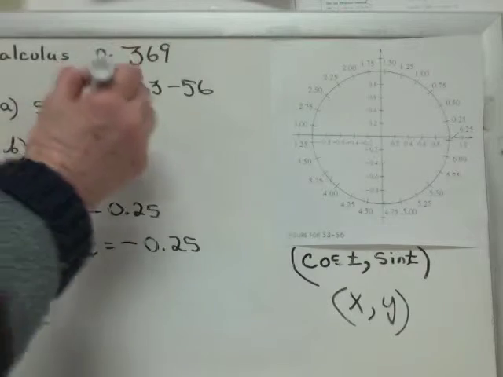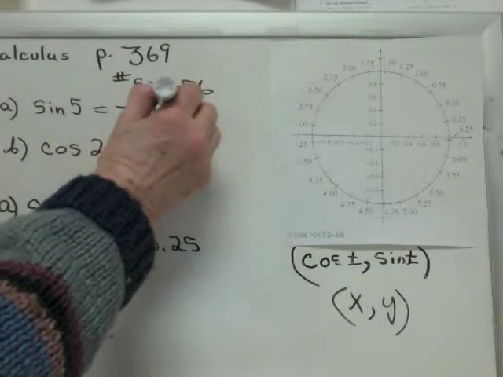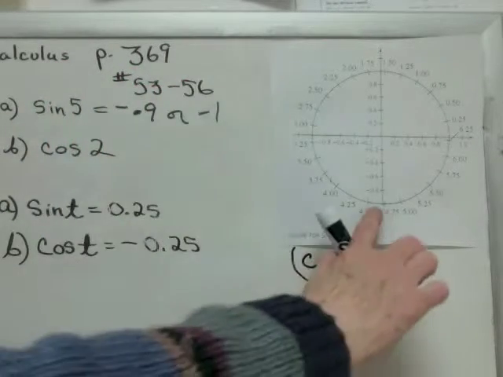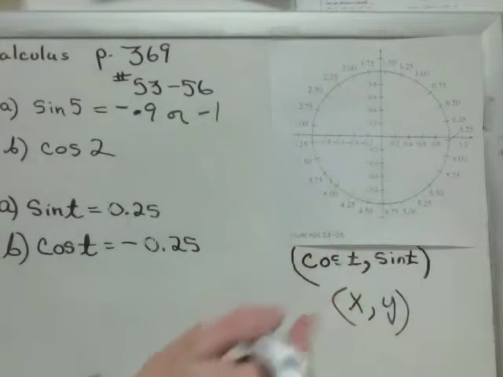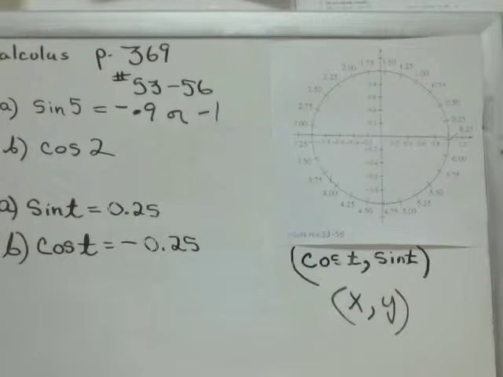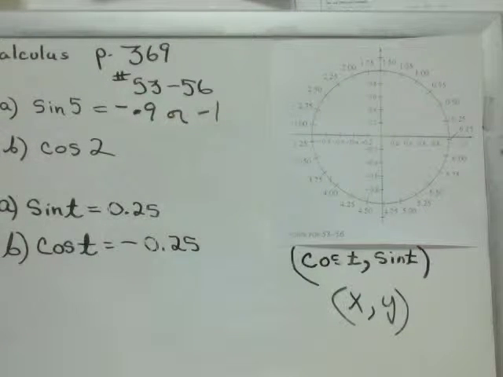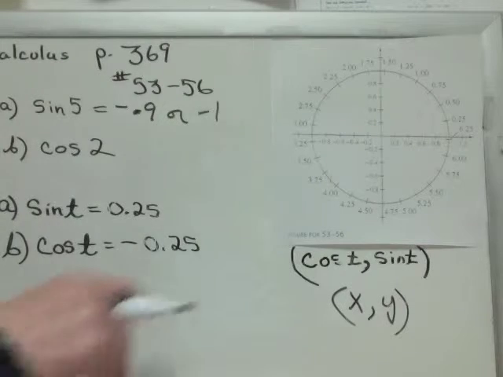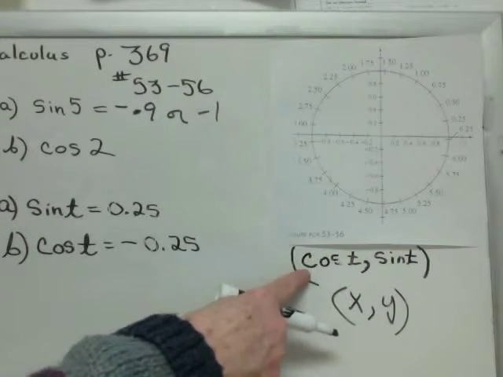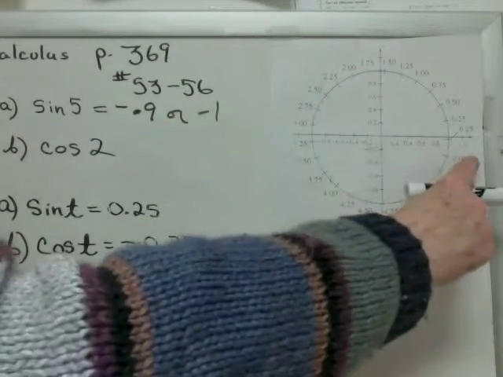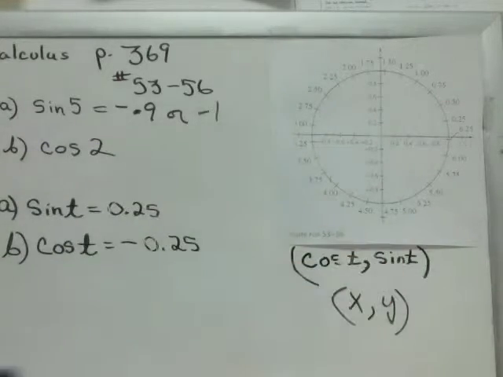So it's about negative 0.9 or negative 1. It's close to negative 1, but it's not quite negative 1. Either one of those is an acceptable answer. The direction said to estimate. Now, part B says to find the cosine of 2. When you're doing the cosine value, you're finding the value along the x-axis as opposed to along the y-axis. So, first thing we need to do is find 2 on the unit circle.